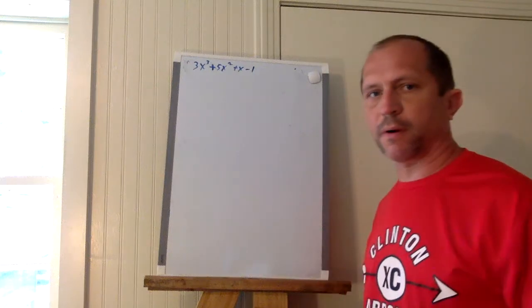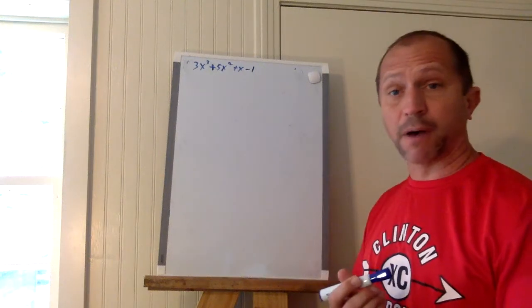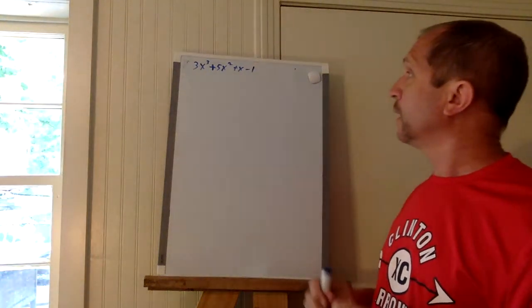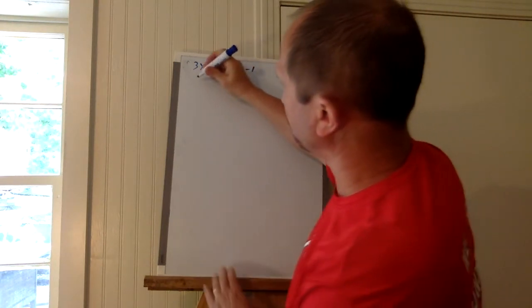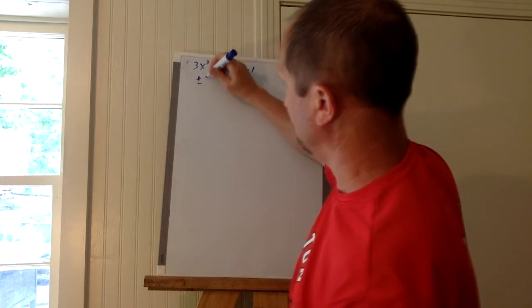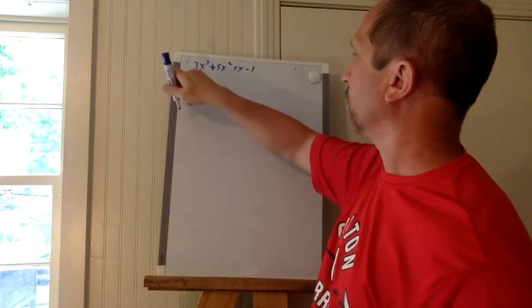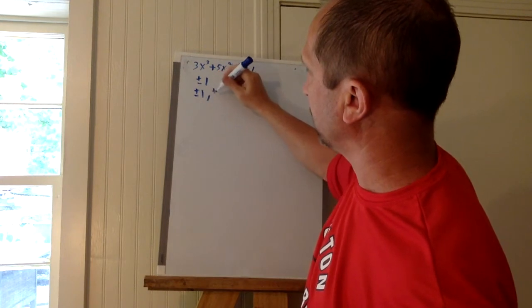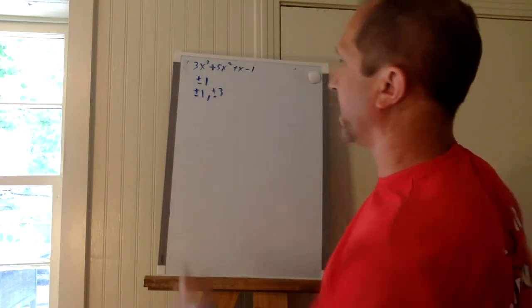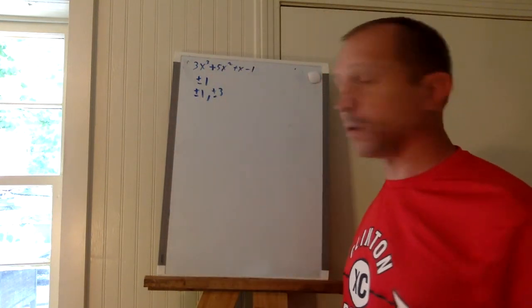Okay, so here we are with part two. Again, I want to list the possible rational roots here. For the constant, we have plus or minus 1. And for the leading coefficient, we get plus or minus 1 and plus or minus 3. Those are the only factors of those numbers. So we're going to list that.